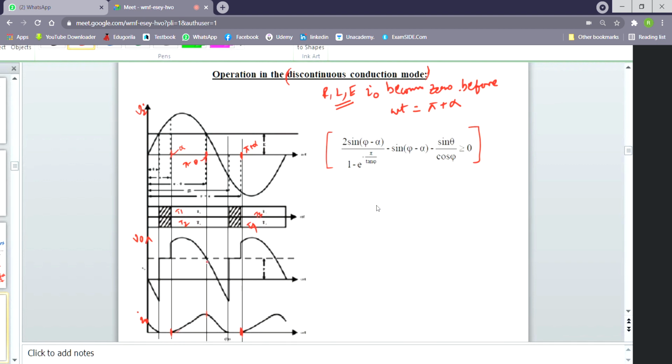After this, what is happening? As you can see, the output voltage becomes less than the source EMF E. Since the output voltage V0 becomes less than the source EMF, I0 will start to decrease. I0 decreases till omega t equal to beta, where again it becomes 0.